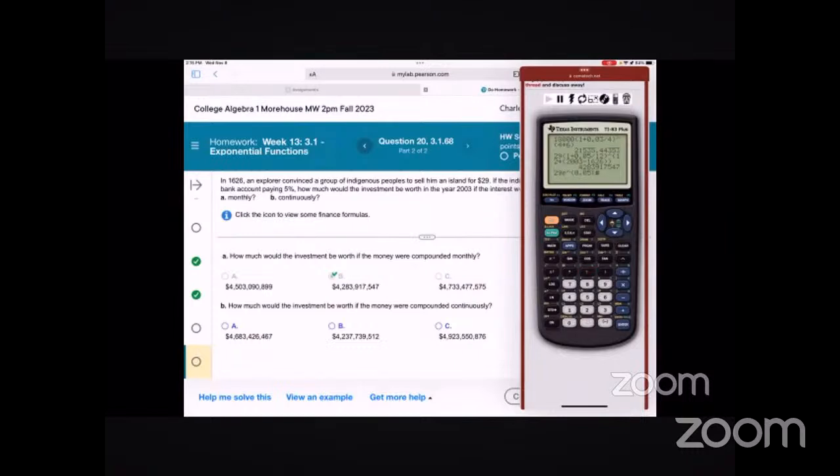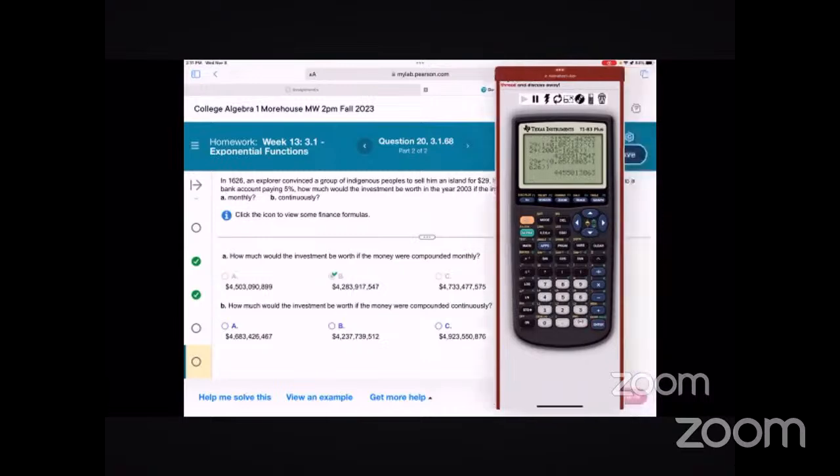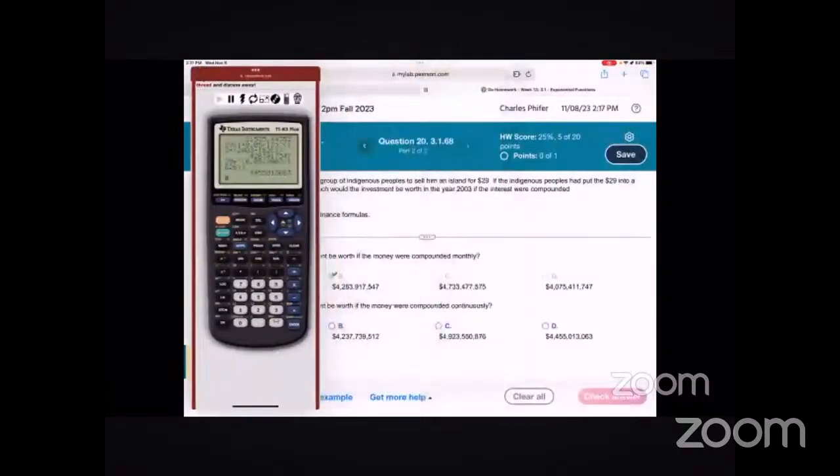So I'm going to say 2003 minus, oh, that's not minus. Minus is W. 1626. And close the parentheses, double close, and I think we're ready to rock and roll. 4455. Looks like it's D. Okay.